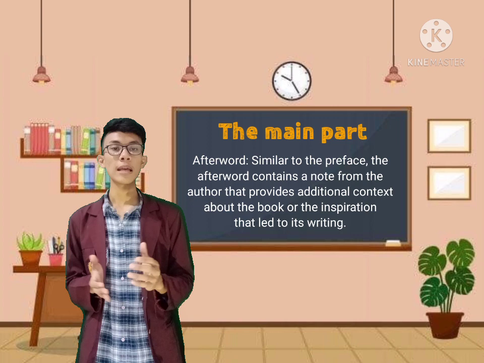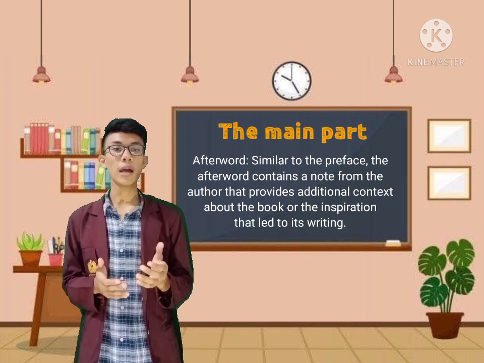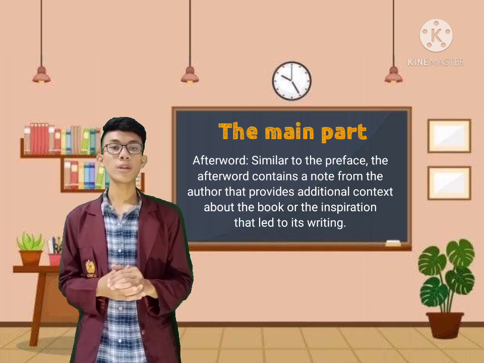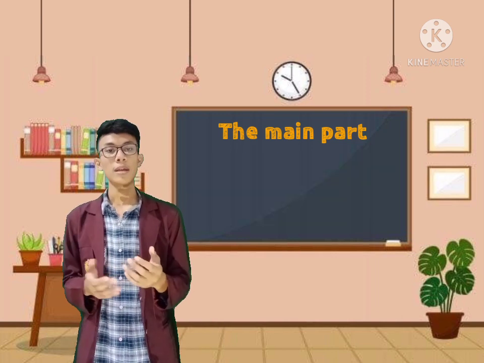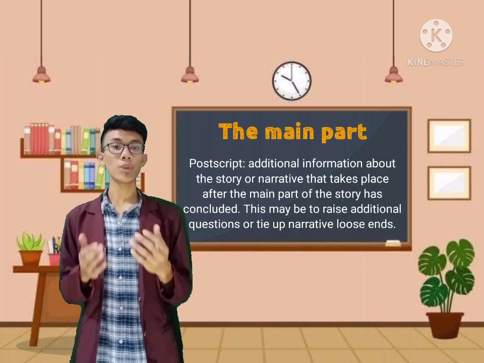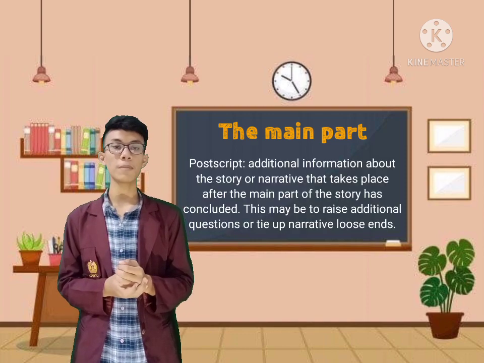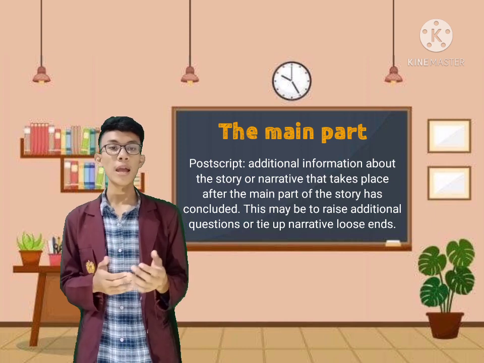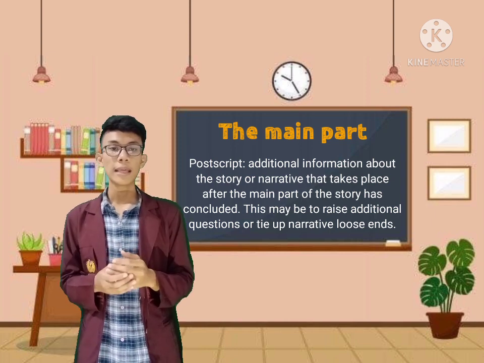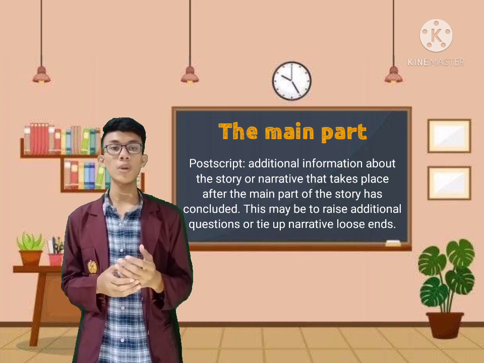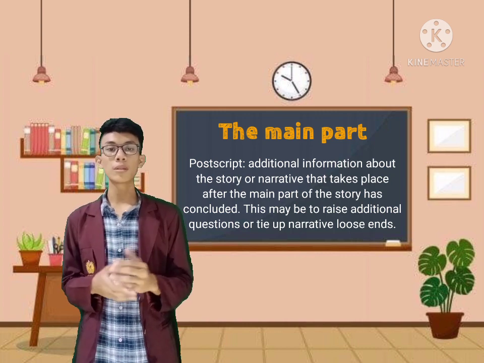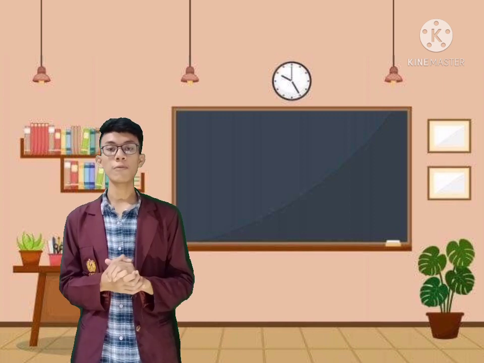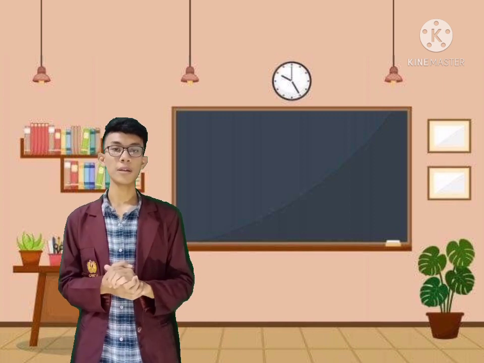Similar to the preface, the afterword contains a note from the author that provides additional context about the book or the inspiration that led to its writing. The fourth is the postscript. Additional information about the story or narrative that takes place after the main part of the story has concluded. This might be to raise additional questions or tie up narrative loose ends. So these are the 4 components you can find in the main body of the book.